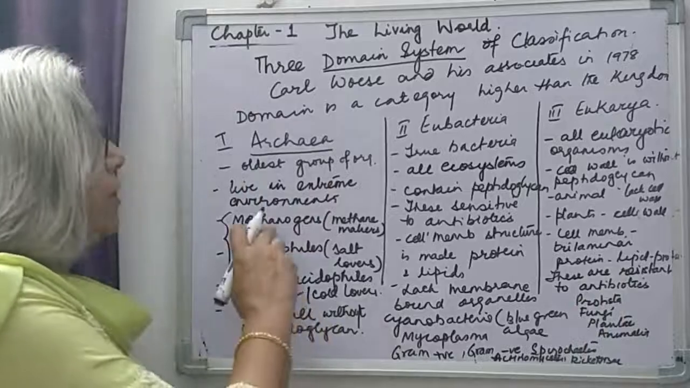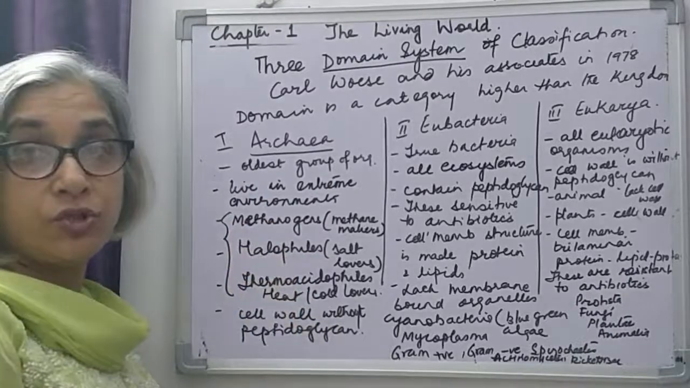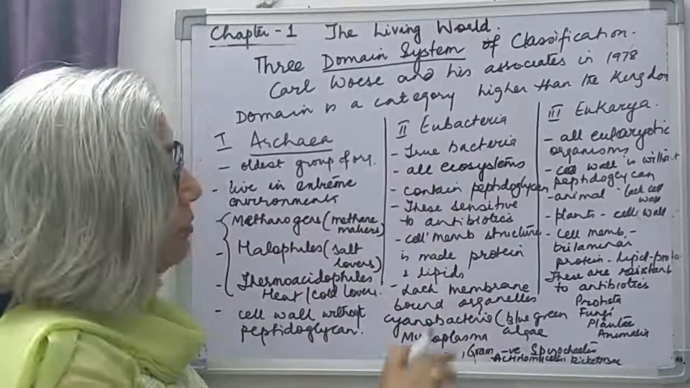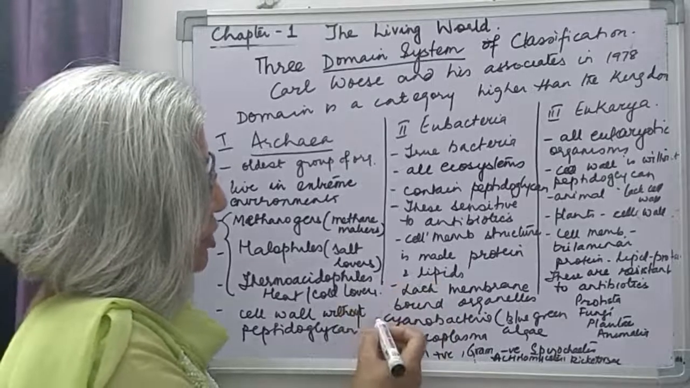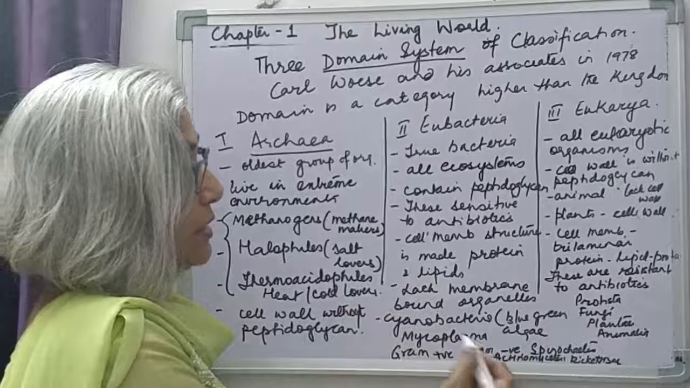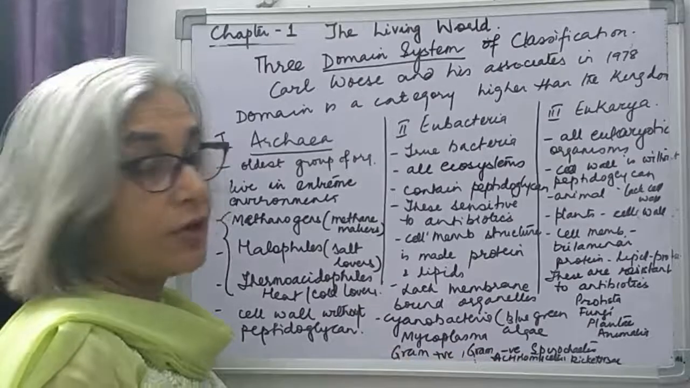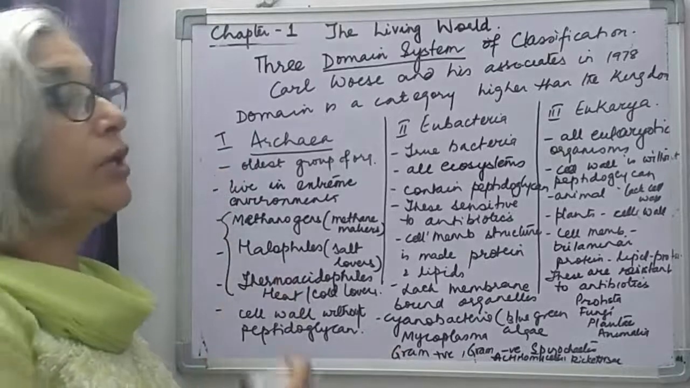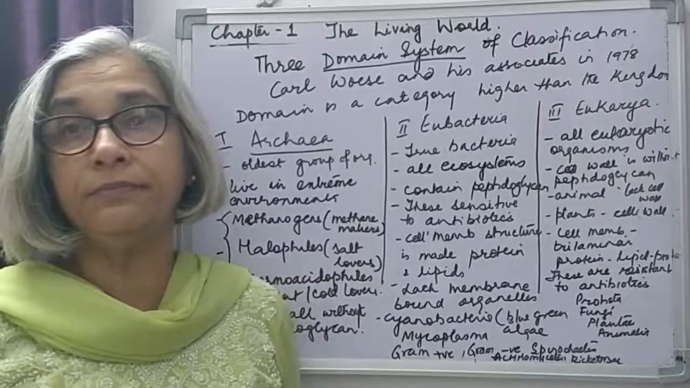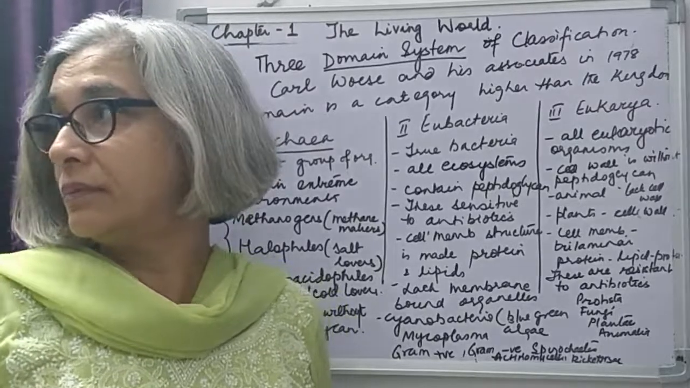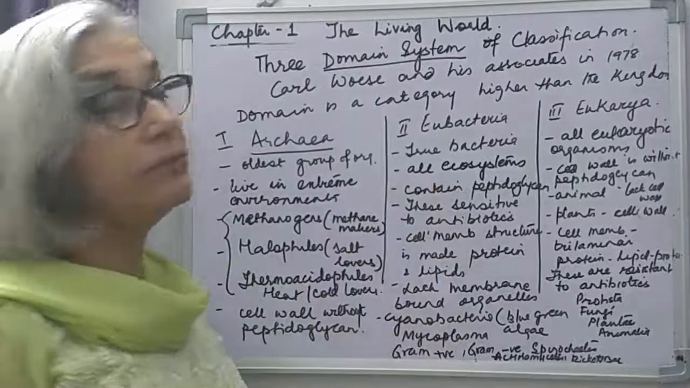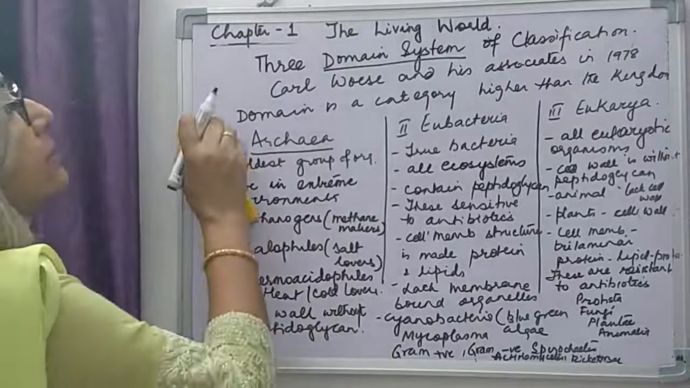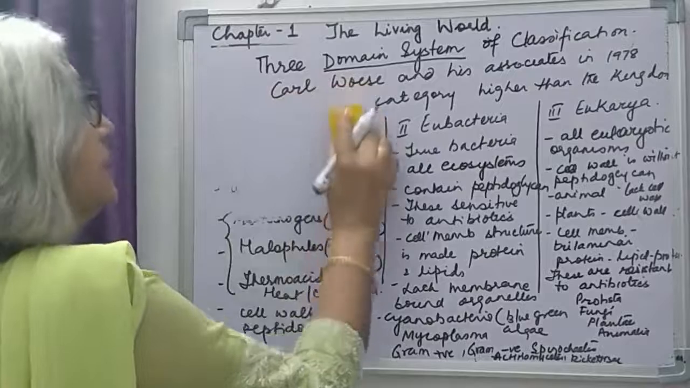In archaea, the major groups are methanogens, halophiles, thermoacidophiles, which live in extreme environments. Eubacteria are found in all kinds of ecosystems and all kinds of environments, and they have been divided into major groups like cyanobacteria, actinomycetes, mycoplasmas, gram-positive, gram-negative bacteria, spirochetes and rickettsia. So this is the 3-domain classification system, and I have described the major things to you. Now we will move to each of these separately and will discuss these in detail.